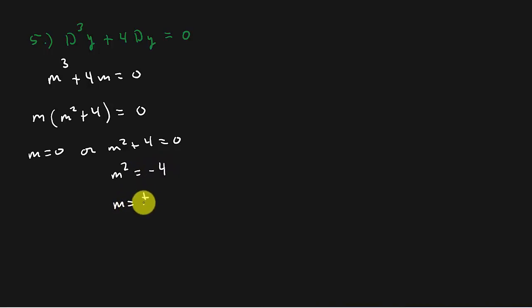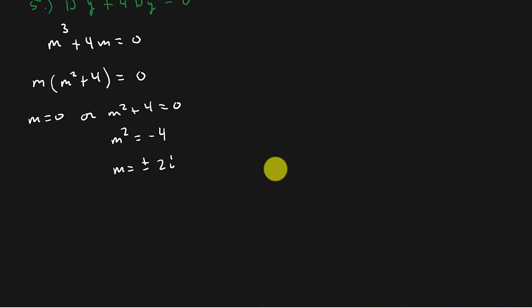So m equals plus or minus the square root of -4. So that's plus or minus 2i. And if you want to, write it as m equals 2i or m equals -2i. Either way, it doesn't matter. Okay, or you can leave it plus or minus. All right.